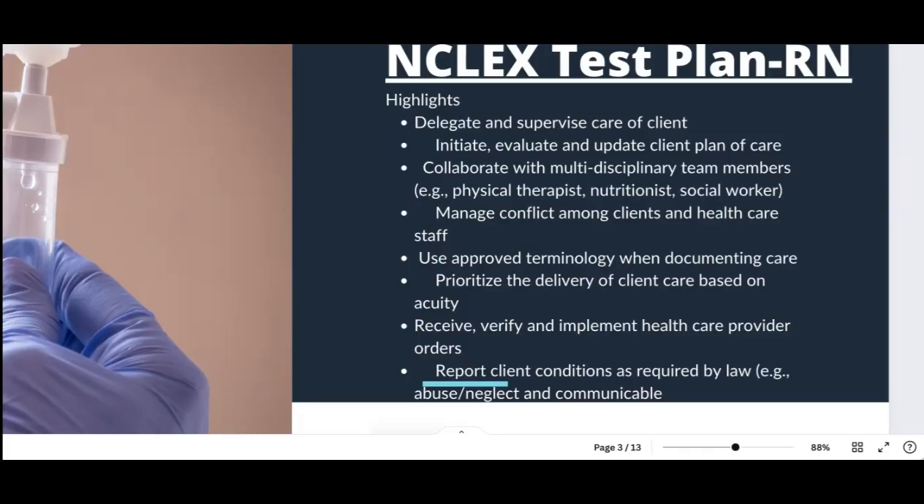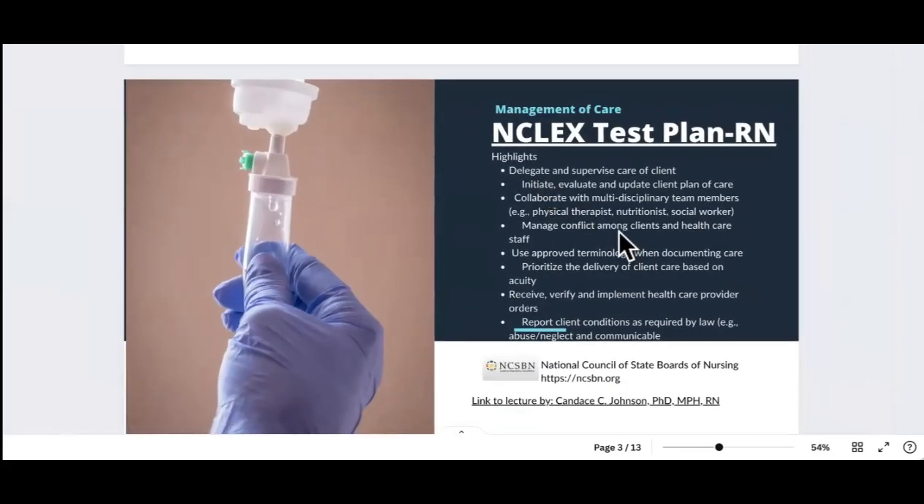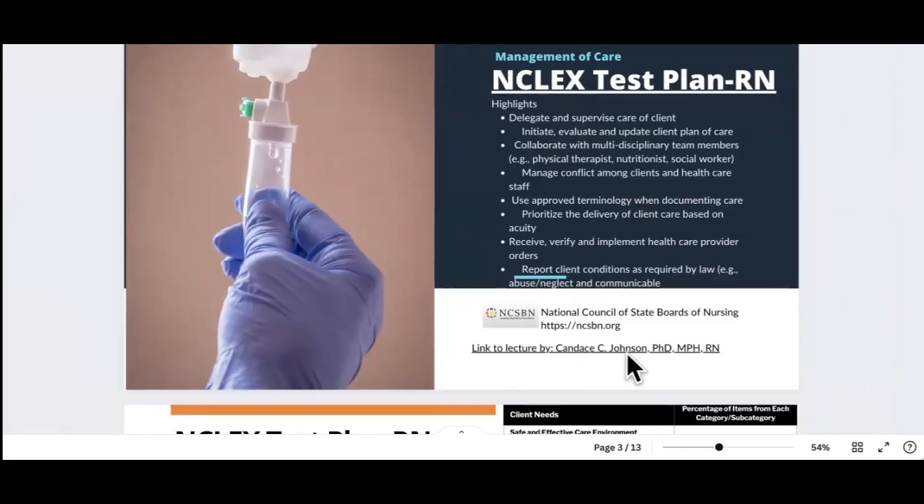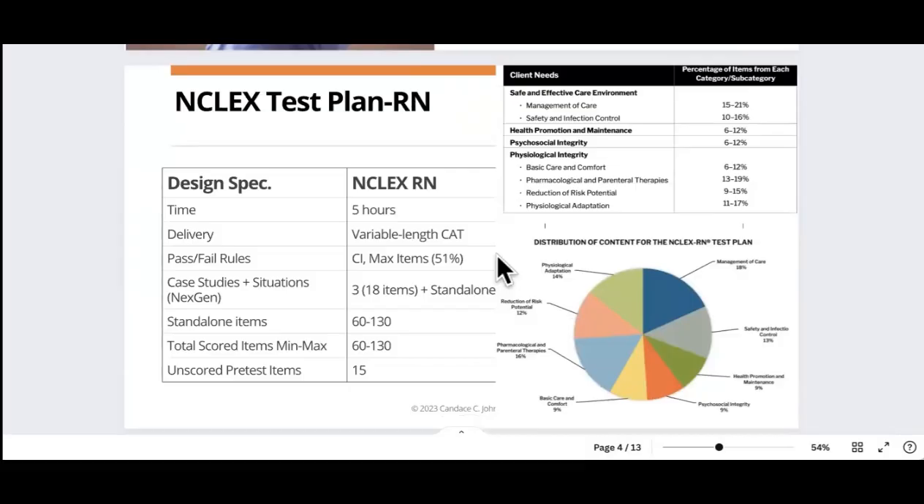All right, then we have receive, verify, and implement healthcare provider orders. And then finally, these aren't all the highlights. I'm sorry, these aren't all the bulleted items that you'll see on the NCLEX test plan for the RN, but these are the main highlights that we're going to go over today. All right. So if you want to know more, I'm just reducing the size of this, go to the link to the lecture. Okay. I'm going to finish out the hour by bringing to your attention another quick few pointers about this actual test plan.